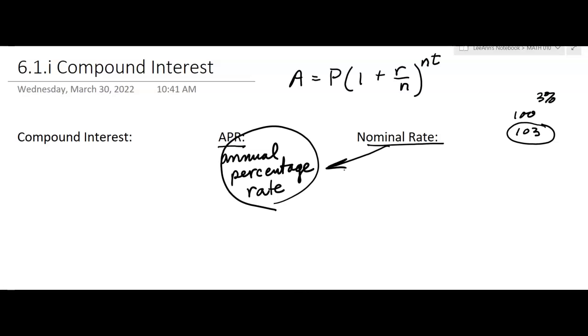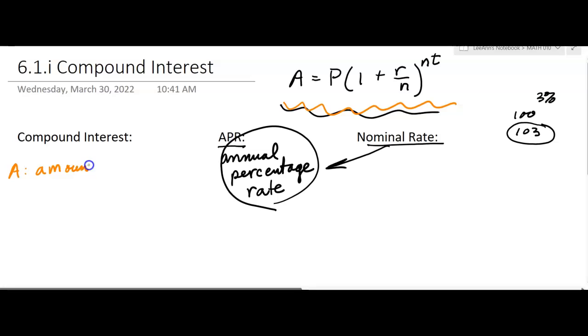Okay, so now let's talk about this formula and what everything means. So formulas are great, but they're only as good as your knowledge of how to use them, right? Okay, so A represents what we call the amount in the account. So that's fun to say because it rhymes. So say you're going to take $100, you're going to invest it at 3%, and you're going to leave it in there for 10 years. Then in 10 years, you come back and you say, well, how much money do I have? That's the A, okay? That's the total amount you have after so much time.